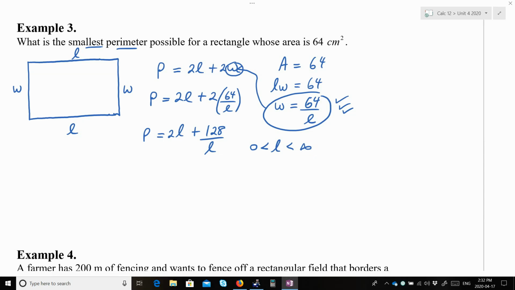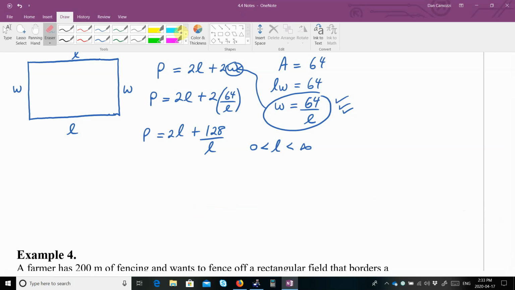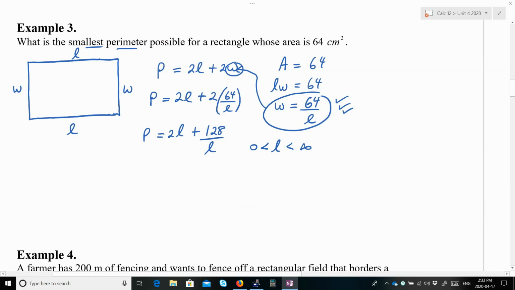You're not going to make W negative. Okay, so even if L is really, really big, that would just mean that W is really, really small. And so you could think of a ridiculous rectangle where L is like this and W is just a little guy. And, okay, so you could have a rectangle like that, right? Okay, so there's the interval. Those are the endpoints. We also have to find the critical points.